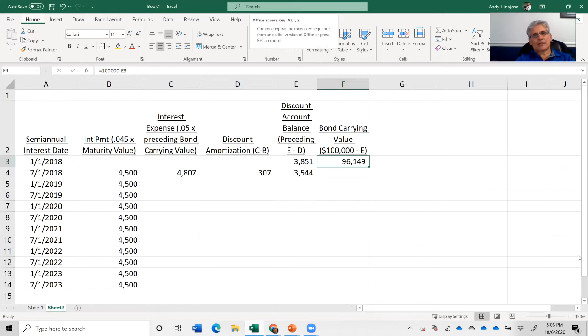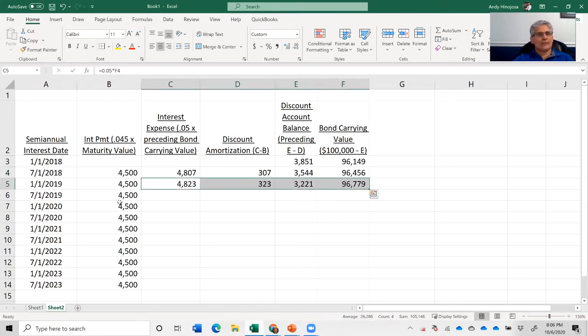And then we can update our carrying value by simply taking 100,000 and subtracting the discount, which is lower than it was before. So you're seeing that the bond carrying value will be increasing. I'll do one more. The payments are all the same, always the same. The interest is going to be computed by taking 0.05 and multiplying it by the preceding bond carrying value, which is $96,456. $96,456 multiplied by 0.05 gives us $4,823.